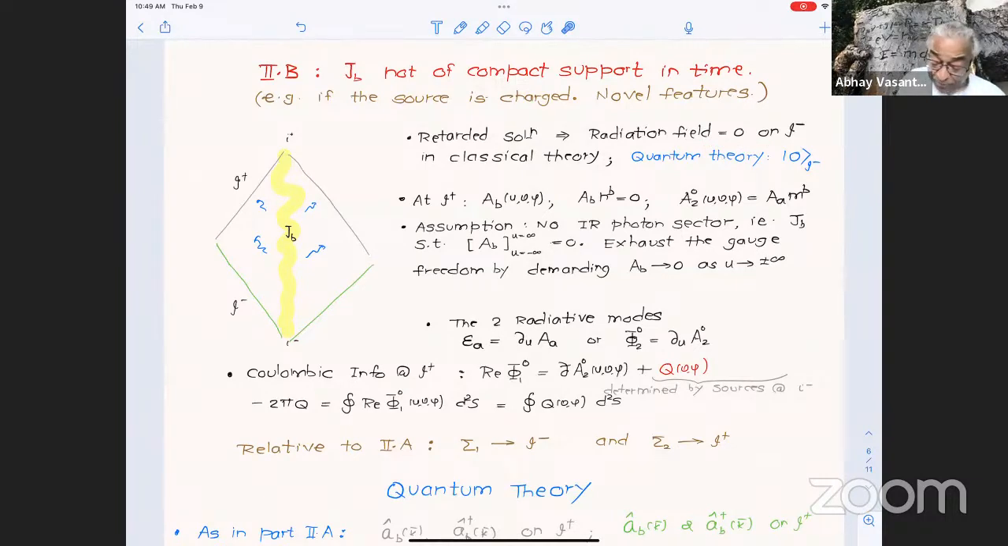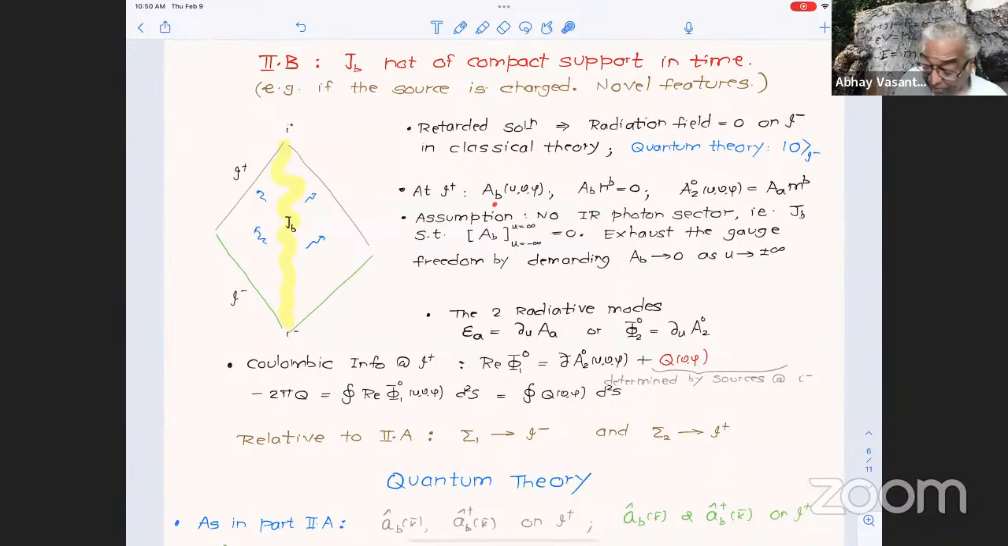So at Scri plus, what happens is that classically I have this field, the radiation field A_B, or if you like, phi 2 naught, which is a time derivative of this field up here. And that is transverse, that is perpendicular to N up here. In that sense, it is transverse. Or the same information is, as I was saying before, captured in A2 naught. I just take its component in this complex basis vector on the 2-sphere.